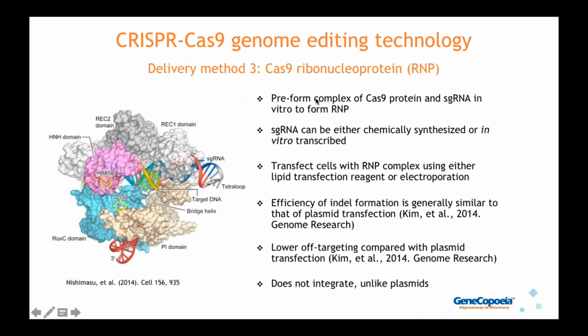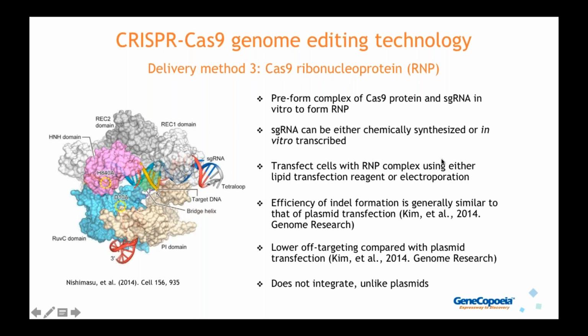That brings me to method 3, which we think is the most promising method, and that's to use Cas9 ribonucleoprotein, or RNP. This is where you preform a complex of Cas9 protein as well as sgRNA in vitro to form a ribonucleoprotein or RNP complex. Now, the sgRNA itself can be either in vitro transcribed or chemically synthesized. And this figure shown here actually shows a dCas9 sgRNA complex, but it's the same type of complex as wild-type Cas9 with sgRNA.